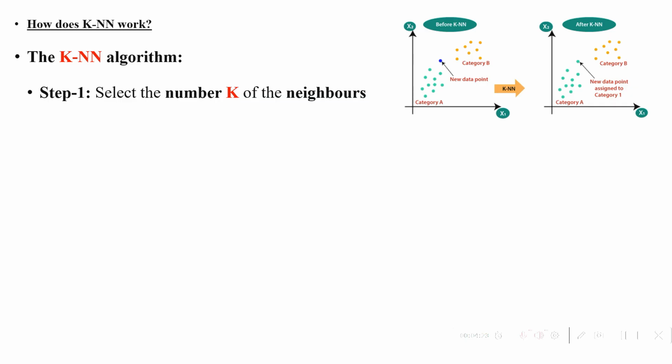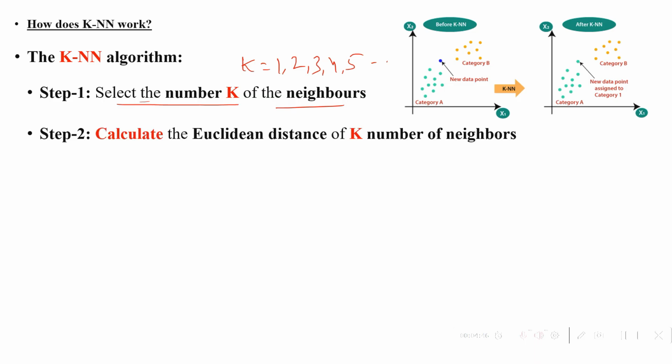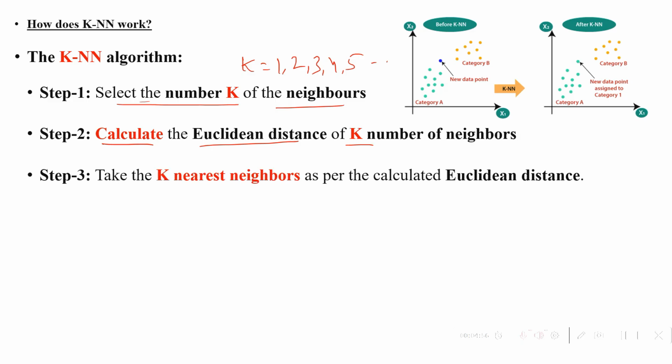Here we are going to see the steps in the KNN classifier algorithm. First of all, you have to select the number of k neighbors, whether it is 1 or 2 or 3 or 4 or 5. You have to select the number of neighbors initially. Then step 2 is to calculate the Euclidean distance for the k number of neighbors, and we have to find out the distance between the neighbors.